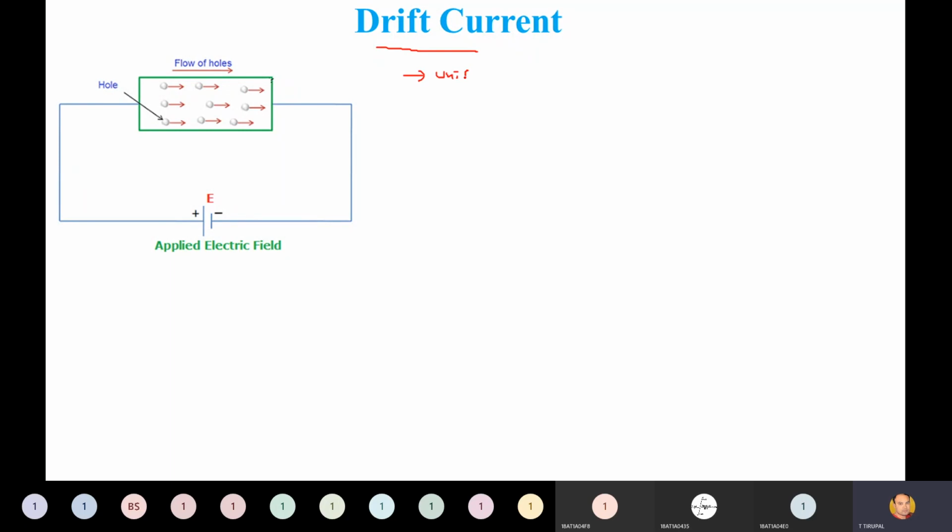uniformly doped semiconductor. So what is a uniformly doped semiconductor? It is uniformly doped throughout its region. See this structure of semiconductor. From here to here, it is uniformly doped with charge carriers.